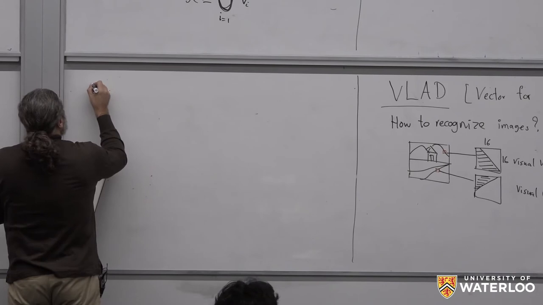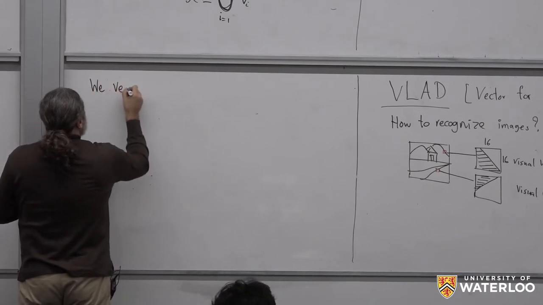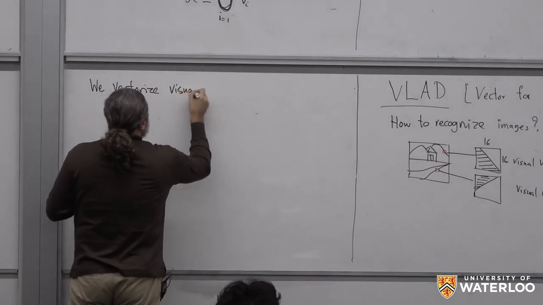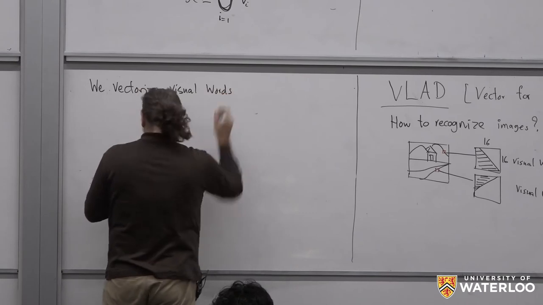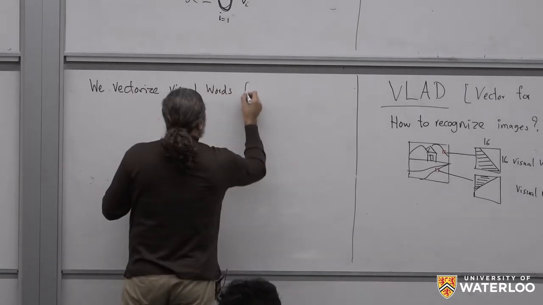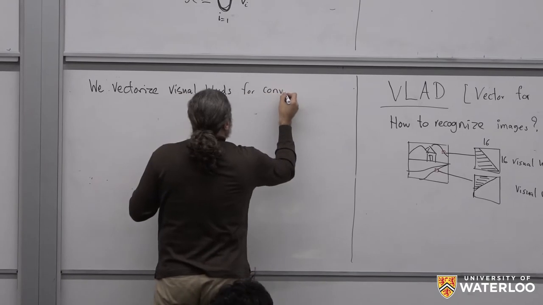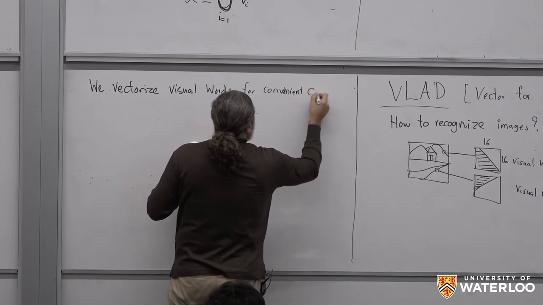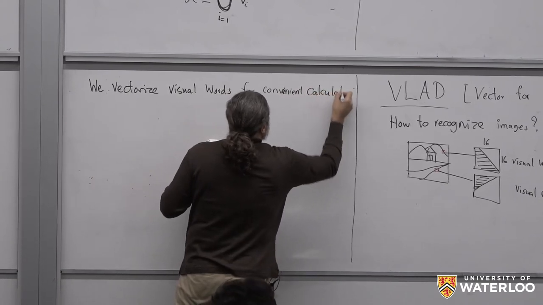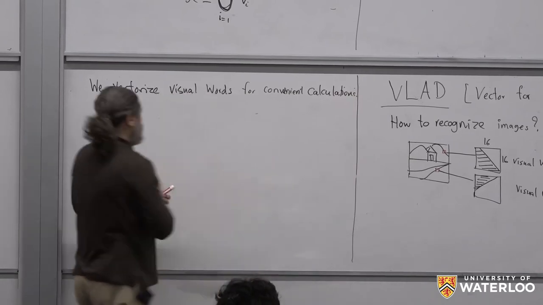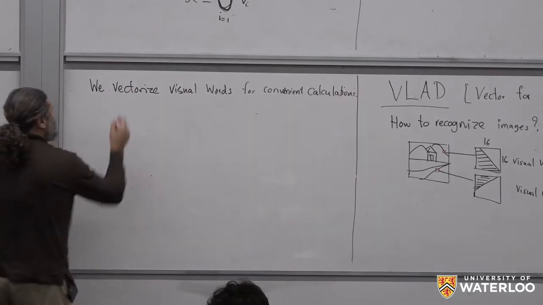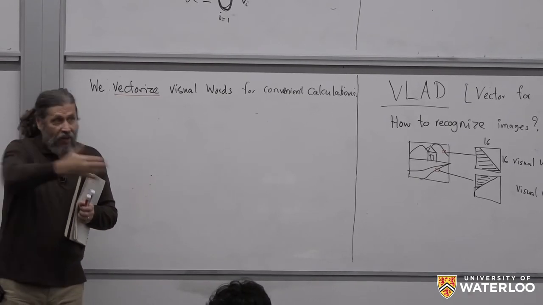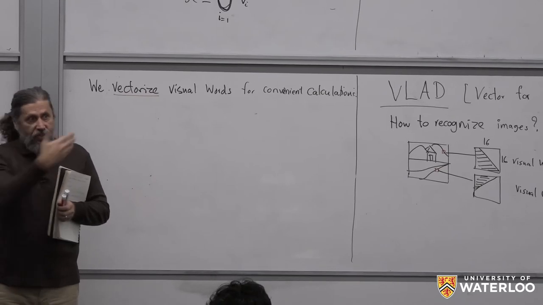So we usually vectorize visual words for convenient calculations. You see, this is the type of thing that we have to do when we do a computer vision algorithm. There's no learning involved. We have to think about every step. I want to recognize that this is a river, that's a house.